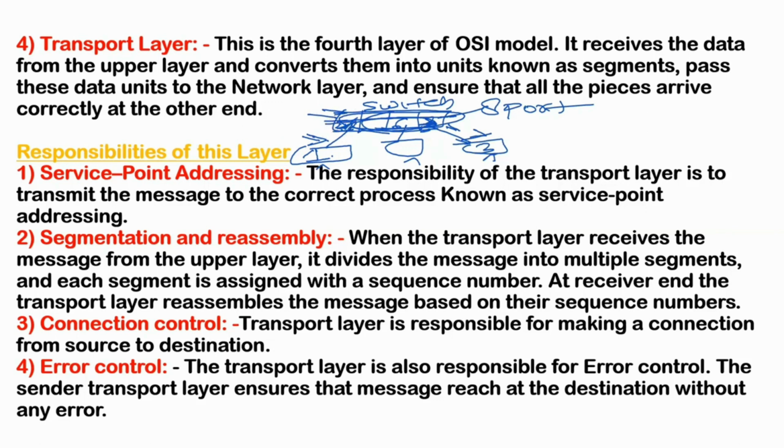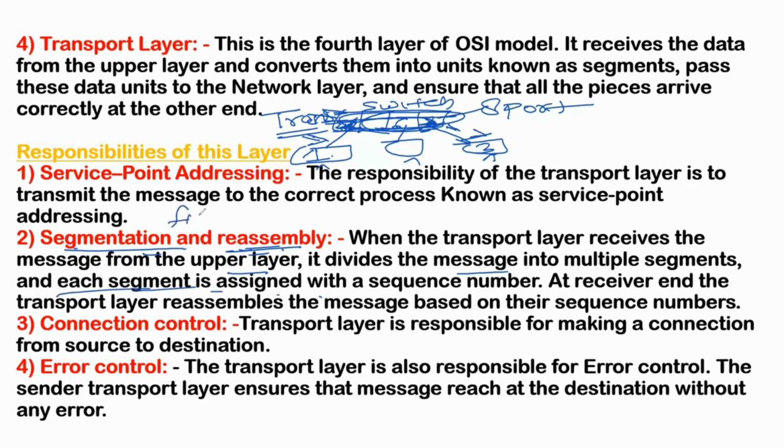Means when you send the data from one port to another port, the transport layer is responsible for this process. And the second responsibility is segmentation and reassembly. Segmentation and reassembly means when the transport layer receives the message from the upper layer, the session layer, it divides the message into multiple segments. It will convert your data into segment format, into multiple segments, and each segment is assigned a sequence number.